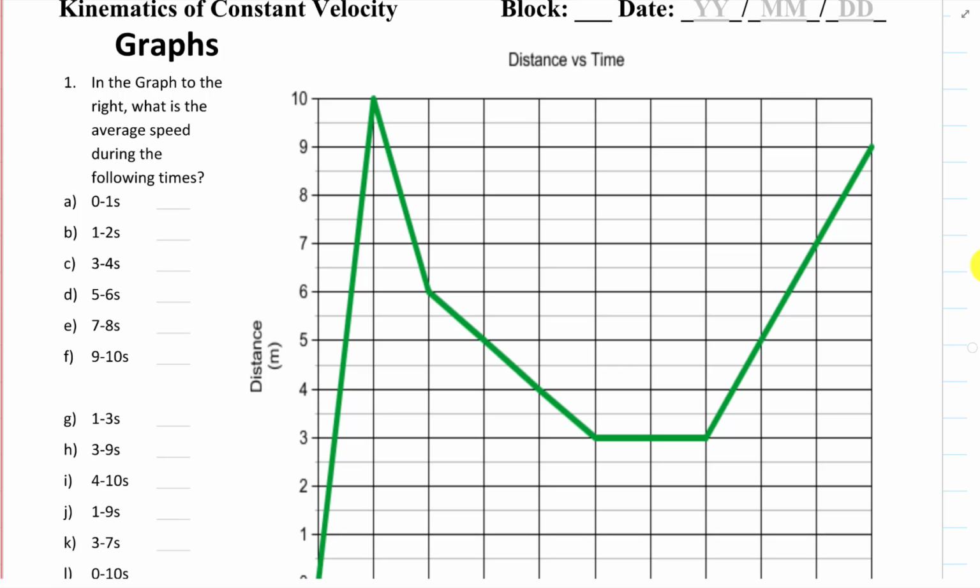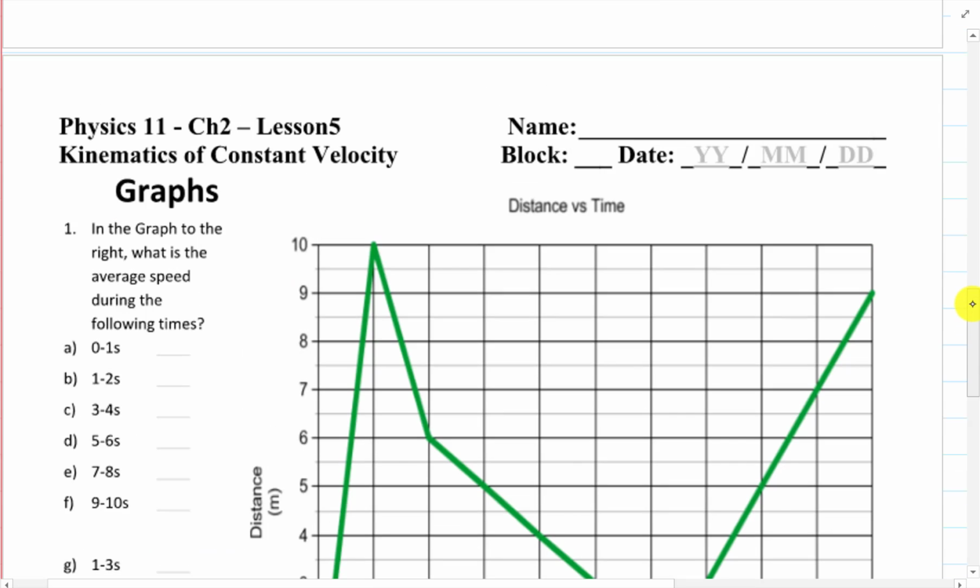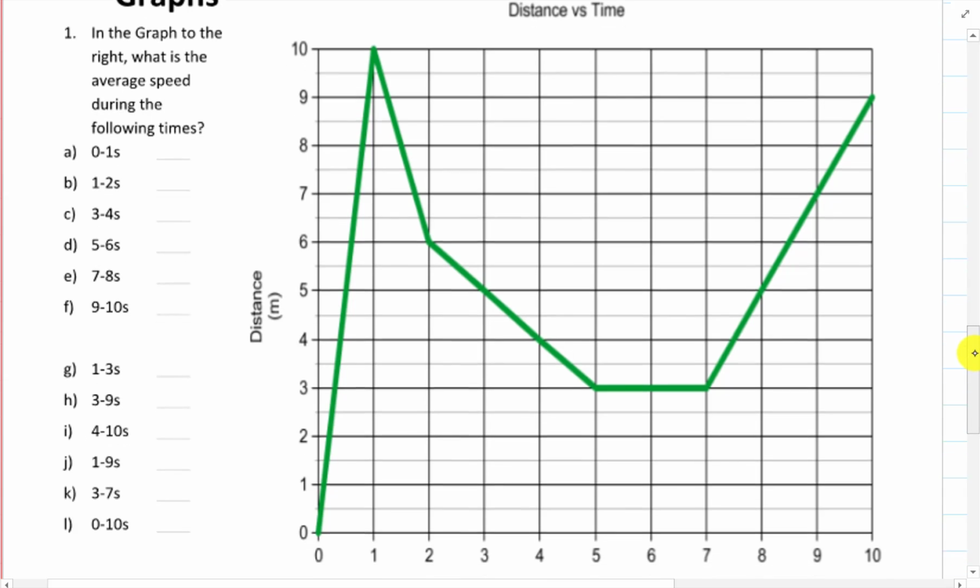of this graph. So let's just, sorry, my scroll bar ain't working. Let's just close that and open that up again. Scroll bars are good when they work.